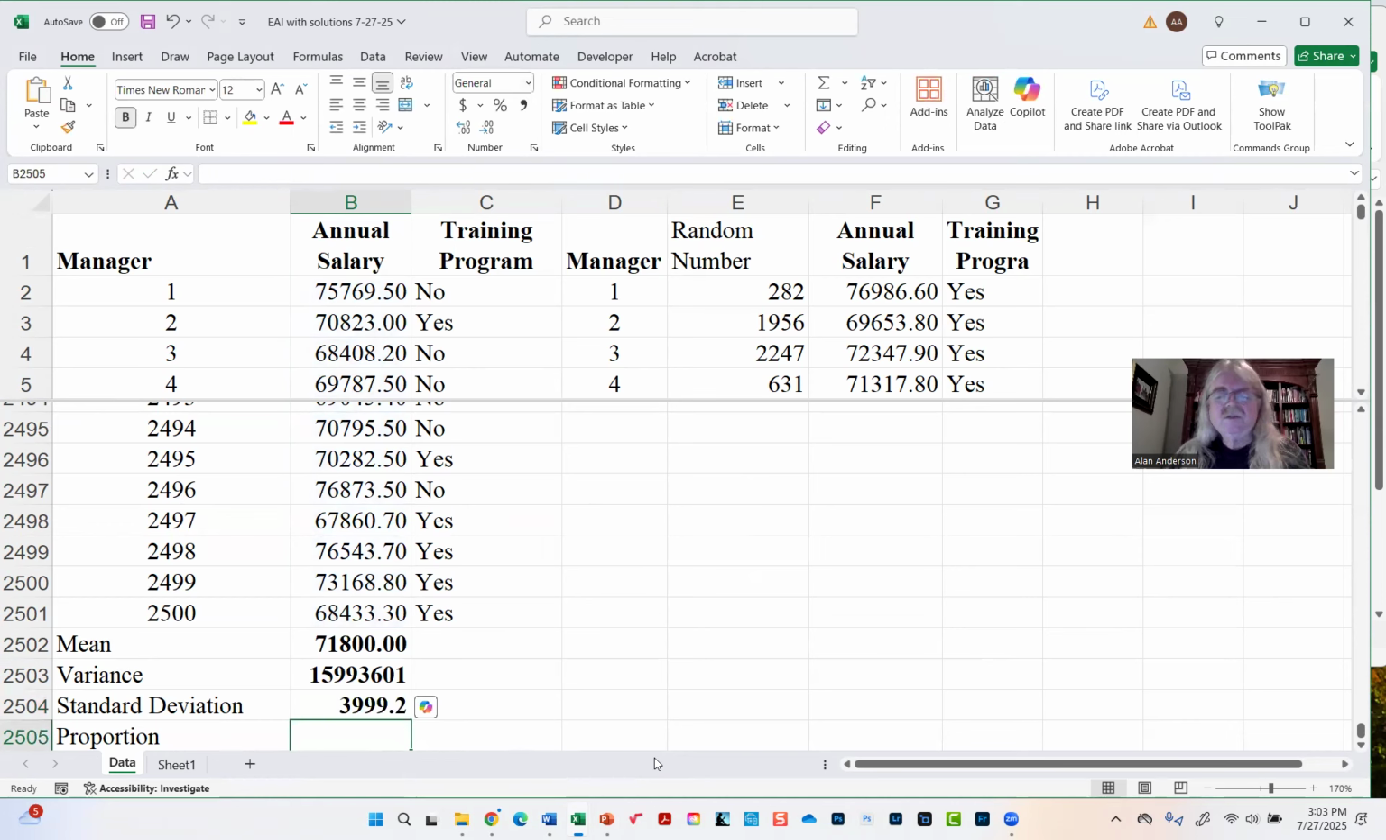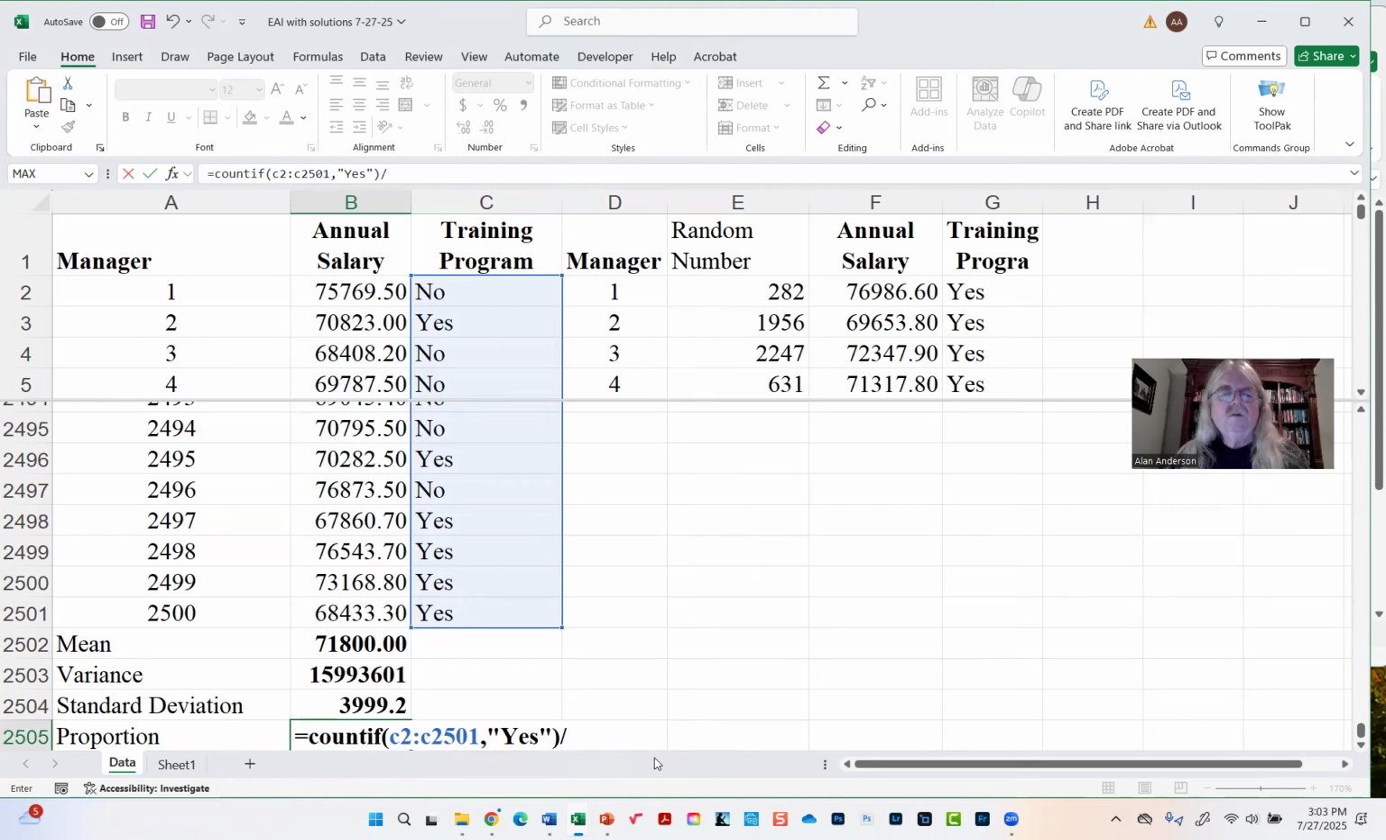And then the proportion, remember how we did that before? It's kind of C2 through C2501, comma, yes, over COUNTA, C2 through C2501. 60%. Okay, great. We're going to need those. That's why I'm doing this.